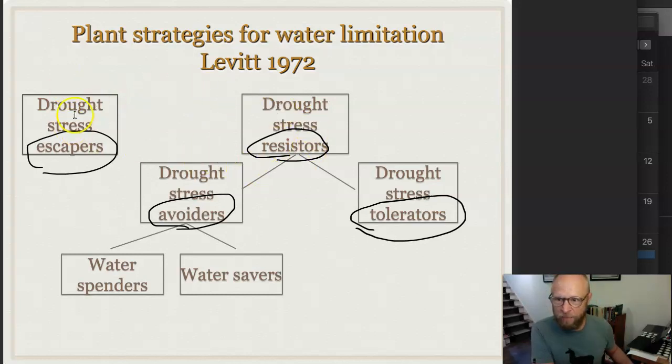So these top two we're going to talk about first. We're going to contrast these two. Then we'll talk about avoiders and tolerators, and then we'll move down to water spenders, savers.